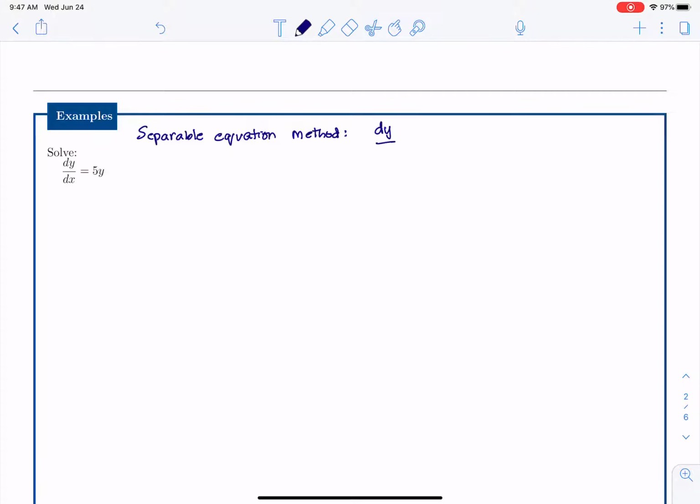I can move all the y terms to one side, x terms to the other, integrate on both sides. Integral of dy over y is simply ln of y. And integral of 5 dx is 5x. And we'll throw in that constant plus c. So I will exponentiate on both sides, so e raised ln of y equals e raised 5x plus c.